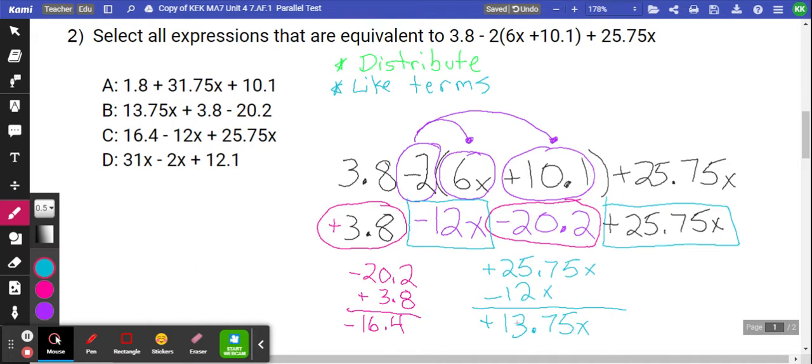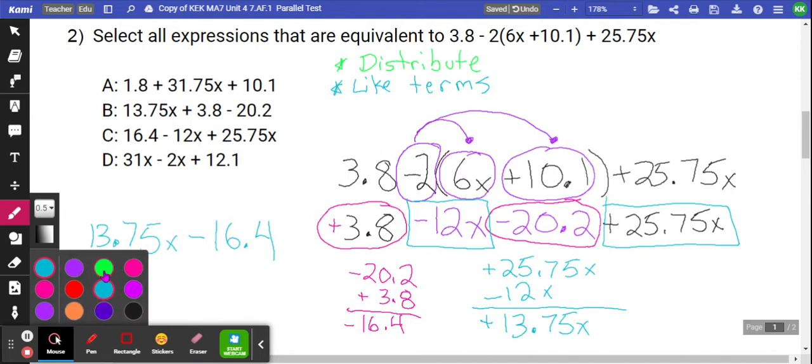I cannot combine those because this is a constant term and this is a variable term. So I can rewrite them though. I have 13.75x minus 16.4. Remember, it doesn't matter the order, but usually we put the variable terms first. You could now simplify every one of these answer choices. But we also could look at our work and just compare the parts to our work.